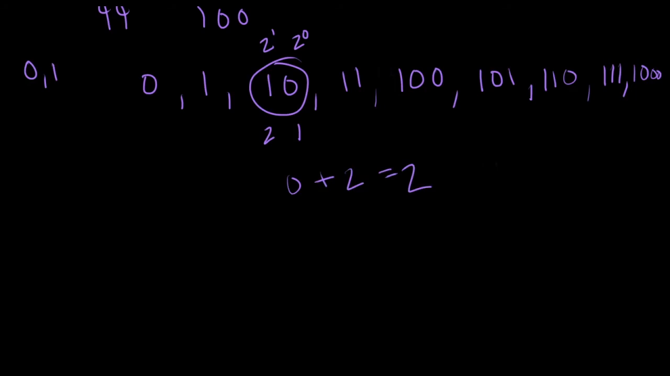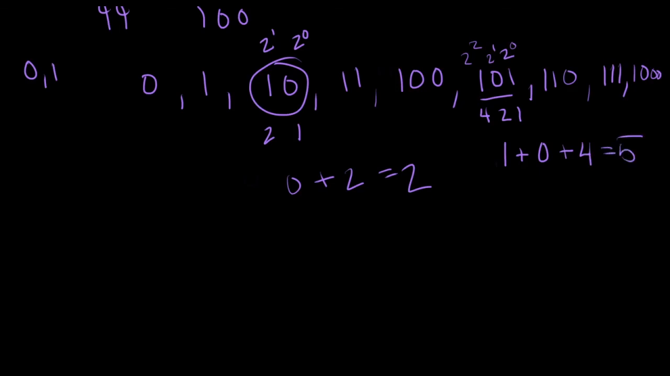Okay, let's look at another example. So we'll look at this one right here. So we have the 2 to the 0 place, to the first place, and to the second place. So this is the 1's place, this is the 2's place, and this is the 4's place. So we have 1 in the 1's place, so 1 times 1 is 1, plus we have 0 in the 2's place, so 0 times 2 is 0, and then we have 1 in the 4's place, so 1 times 4 is 4. So this number is equal to 5, and that's how binary works.